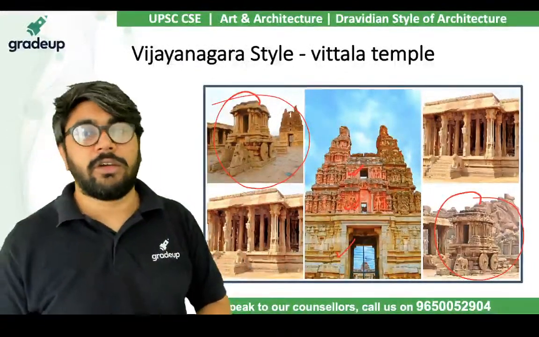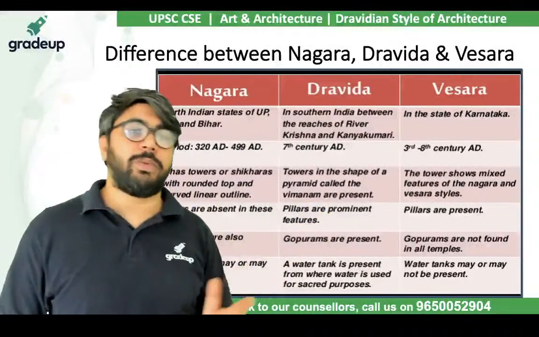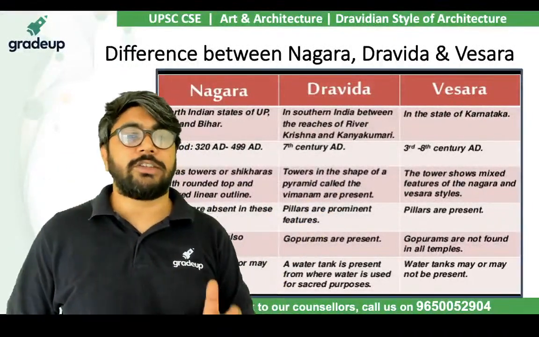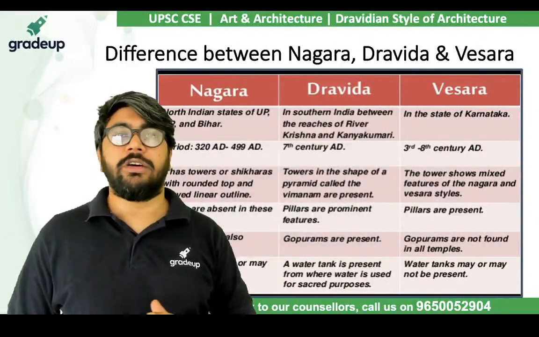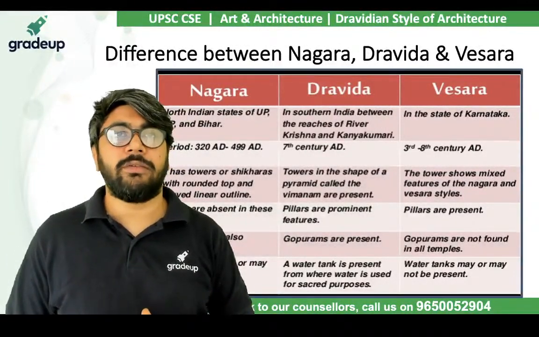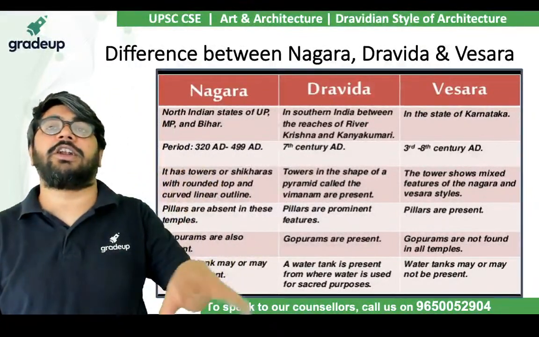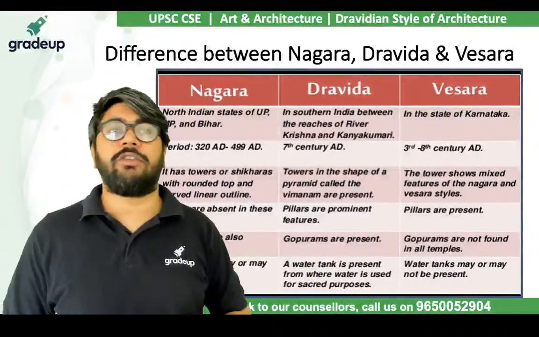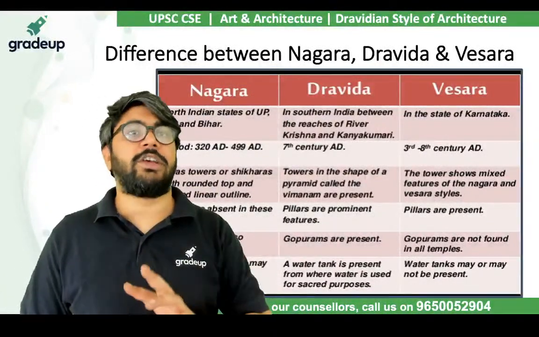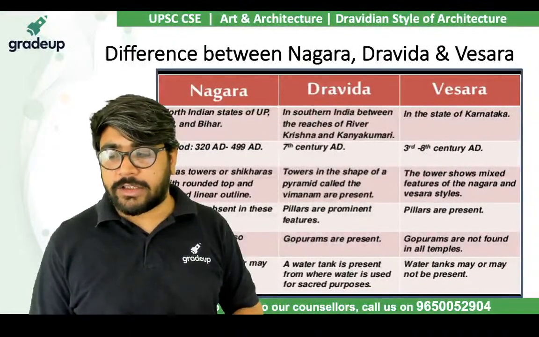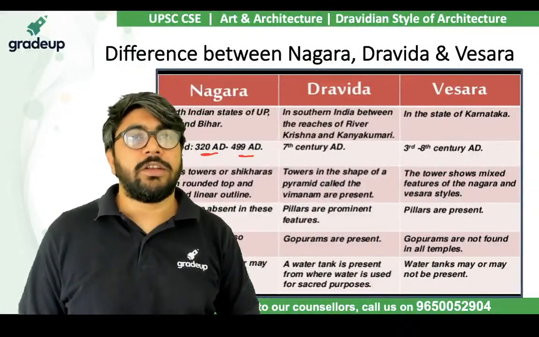ताकि आप इसको समझ सके. ठीक है. सो नगारा नॉर्थ इंडियन स्टेट्स में देखने को मिलता है, जैसे कि यूपी, एमपी, बिहार. वेयर द्रविड स्टाइल ऑफ आर्किटेक्चर सदर्न इंडिया में देखने को मिलता है, राइट, बिटवीन द रिवर्स ऑफ कृष्णा एंड कन्याकुमारी. देन विसारा स्टाइल ऑफ आर्किटेक्चर स्पेसिफिकली स्टेट ऑफ कर्नाटक में देखने को मिलता है. स्टेट ऑफ कर्नाटक में टाइम पीरियड देखें तो डिफरेंस है, राइट. नगारा स्टाइल आर्किटेक्चर आपको देखने को मिलता है इन द पीरियड 320 टू 499 एडी, जबकि ये बाद में है.